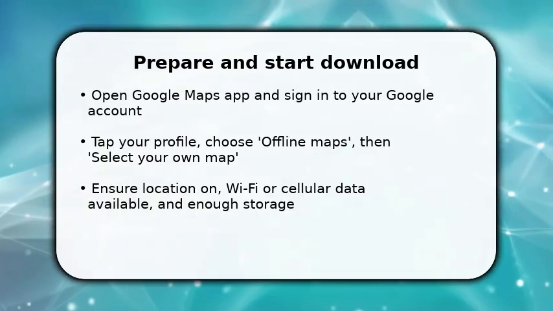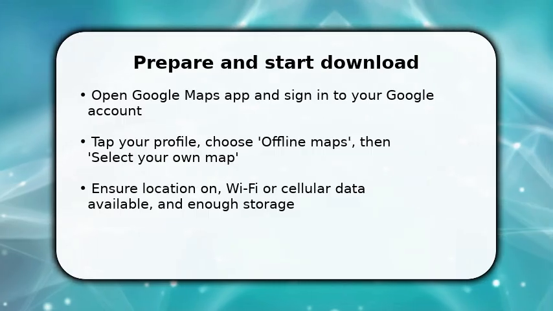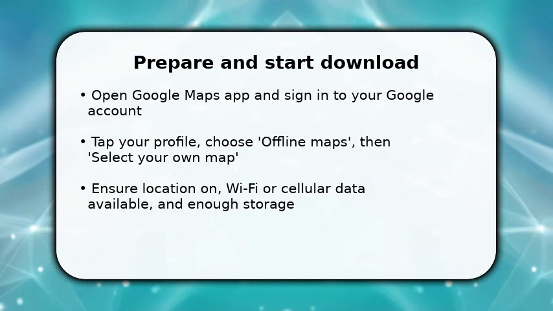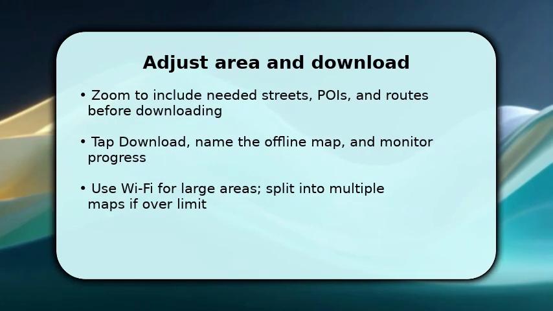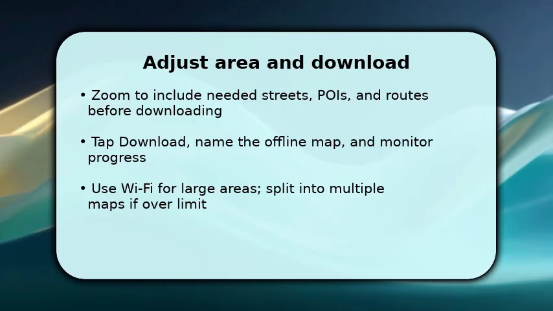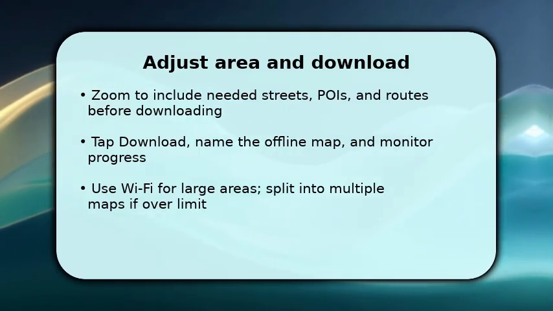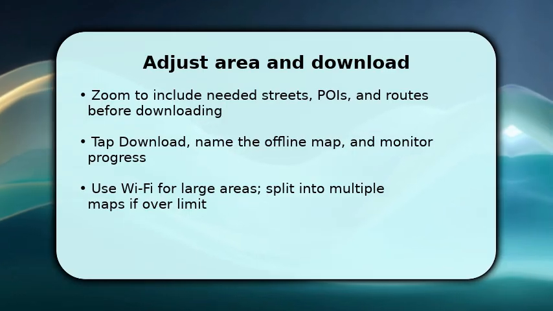This step saves time later because the map tiles and business info will be downloaded now, ready for use without connectivity. Now refine the area. Zoom in to include specific streets, transit lines, or places you'll use. You want the right level of detail because Google limits download size per map.